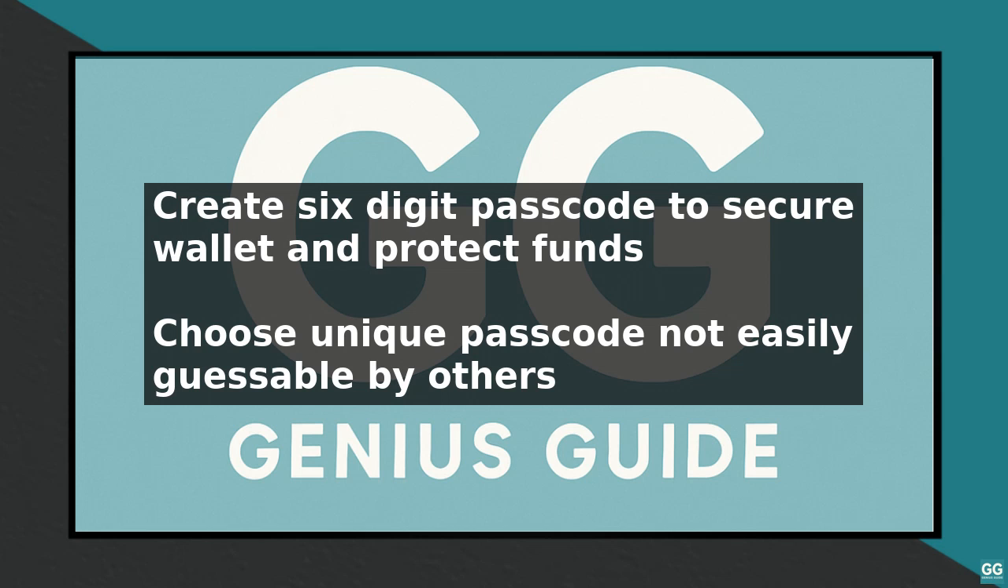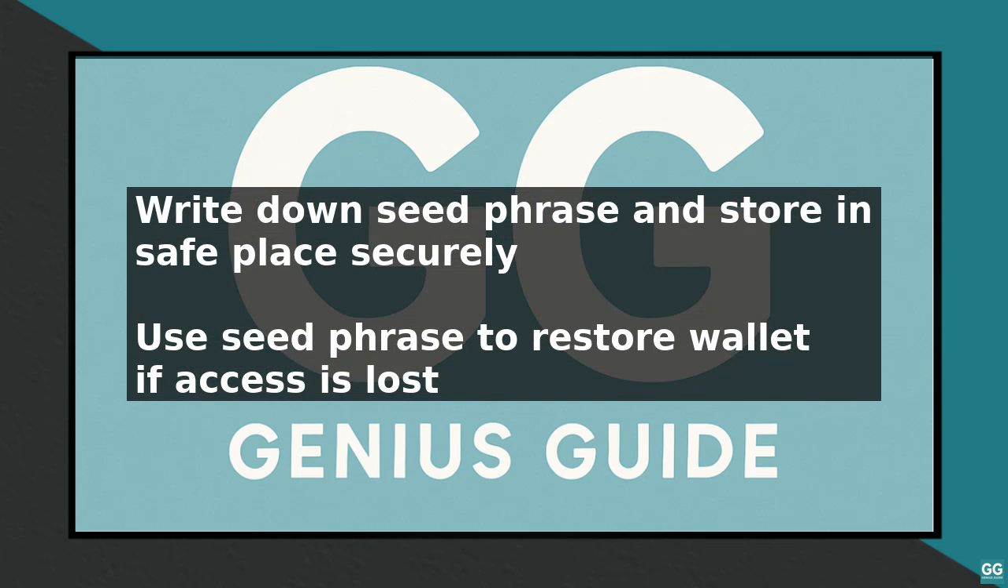Once you have created your wallet and secured it with a passcode and seed phrase, you will be taken to the main wallet interface. From here, you can view your account balance, send and receive cryptocurrency, and access other features such as staking and trading.